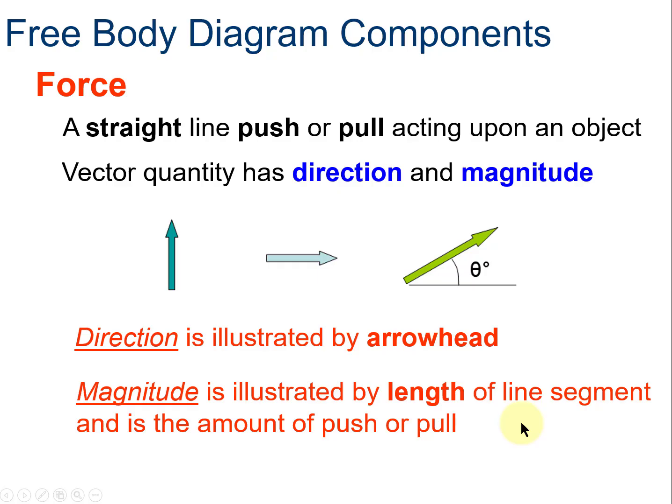So what is a force? Well, here it's defined as a straight line push or pull on an object. It's a vector quantity that has direction and magnitude. So we represent that by an arrow, and the direction is illustrated by the arrowhead. So this vector is pointing to the right, this vector is pointing up, that's the direction, and the magnitude, the size of it, is illustrated by the length of the line segment and is the amount of the push or the pull. So both of these look pretty similar in length, so the forces are approximately the same. This one might be a little larger in magnitude.